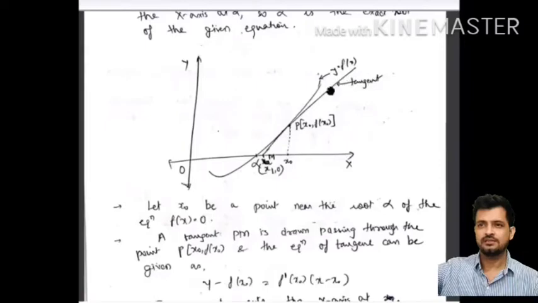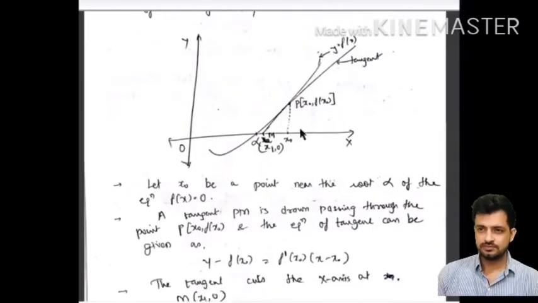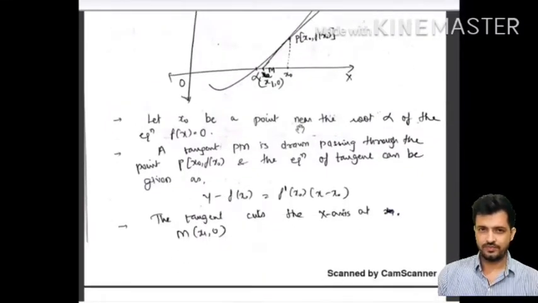As you can see here, one tangent is drawn. The tangent intersects the x-axis at point M, and the coordinates of point M are x1, 0. The point where the tangent touches the curve is P, with coordinates x0, f of x0. Now if you remember, what is the slope point equation? y minus y1 is equal to m into x minus x1. Here m is the slope of the line.